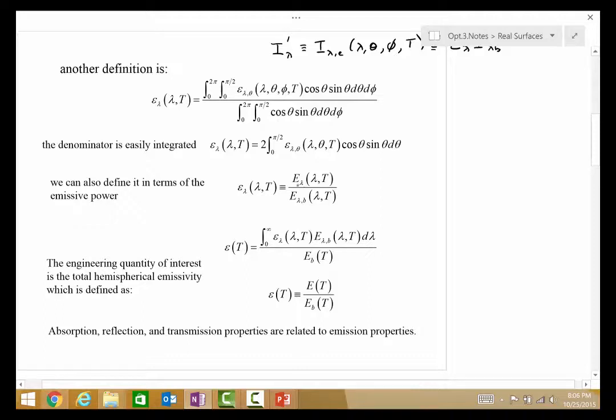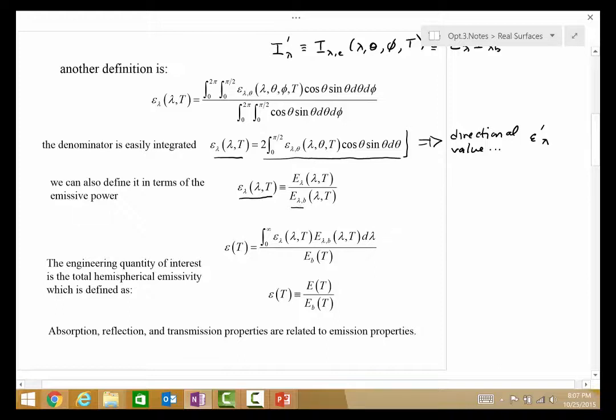And what we see is that epsilon lambda can be defined really just in terms of E lambda over E lambda B, just as equivalent as we could define it above in terms of the directional quantity. So in this case, we define it in terms of the directional value. If we know the directional value, by directional value I mean epsilon lambda prime, then I have epsilon lambda. I get the total value from the spectral directional value. Here what we're saying is that we can get the spectral value in terms of the spectral emissive power divided by the blackbody spectral emissive power.